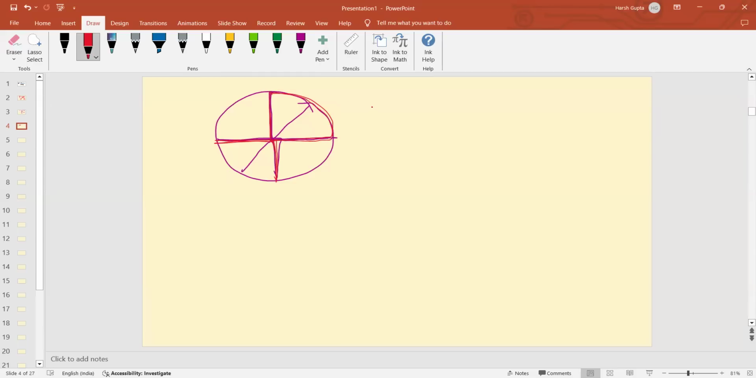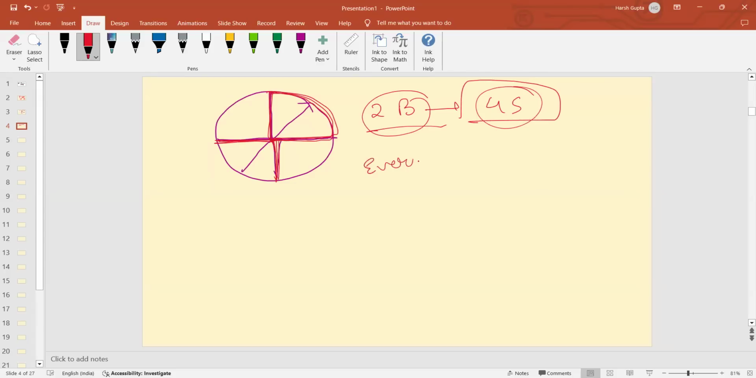So can I say that two bigger slices were converted to four smaller slices? Can I say this? That two bigger slices were changed to four smaller slices. So can I say that every cut increases the number of slices by two?